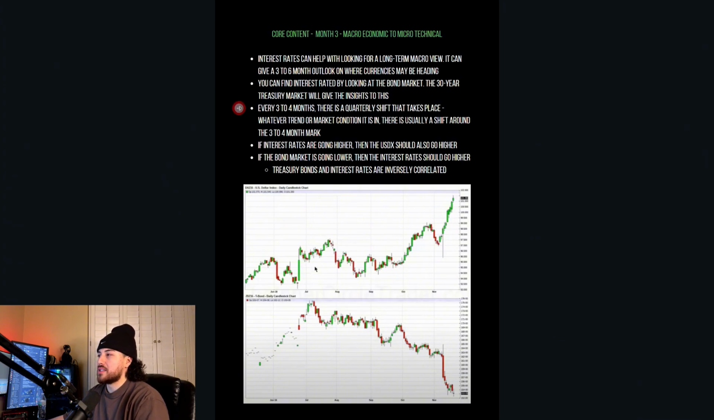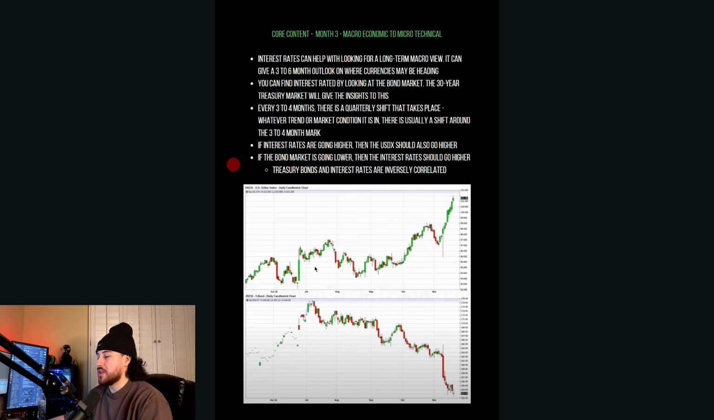Every 3 to 4 months, there is a quarterly shift that takes place. Whatever trend or market condition it is in, there is usually a shift around the 3 to 4 month mark. If interest rates are going higher, then the USDX should also go higher. If the bond market is going lower, then the interest rates should go higher. Treasury bonds and interest rates are inversely correlated.